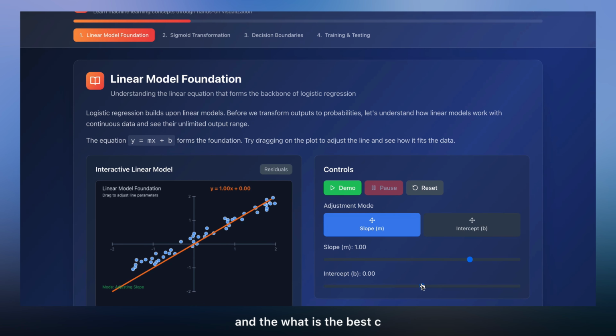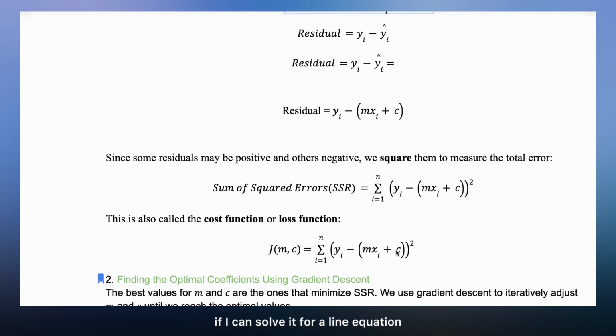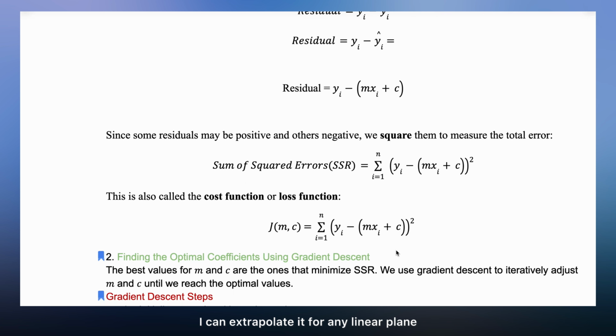And if I can figure out the best m and the best c such that my loss is minimized, such that my line is tightly coupled with my data points as much as it can be, right? Now loss might not always be zero, it might be a positive quantity, but it has to be at a minima, it has to be the least it can be. And whenever it is the least, there I'll have my best m and best c, right? And if I can solve it for a line equation, I can extrapolate it for any linear plane, any linear hyperplane in any n dimensions, right?